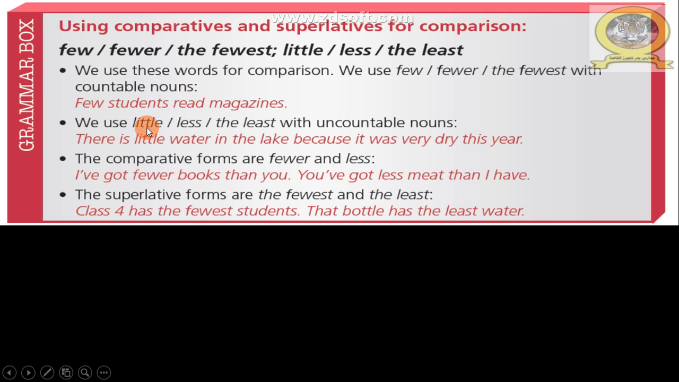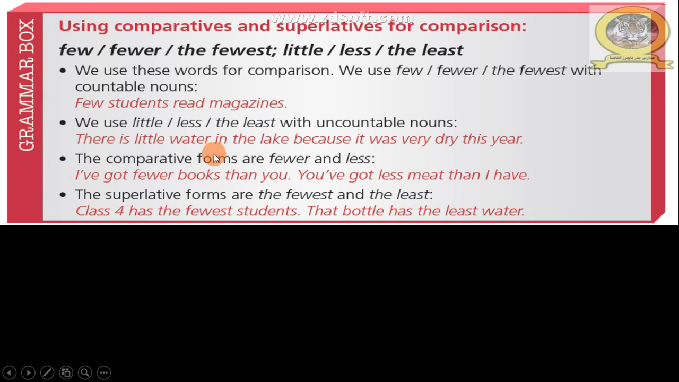And we use little, less, and the least with uncountable nouns. Uncountable nouns are nouns that I can't make a singular or plural form of. For example, there is a little water in the lake because it was very dry this year. Little water. I used little here, not too much, with water because water is an uncountable noun.